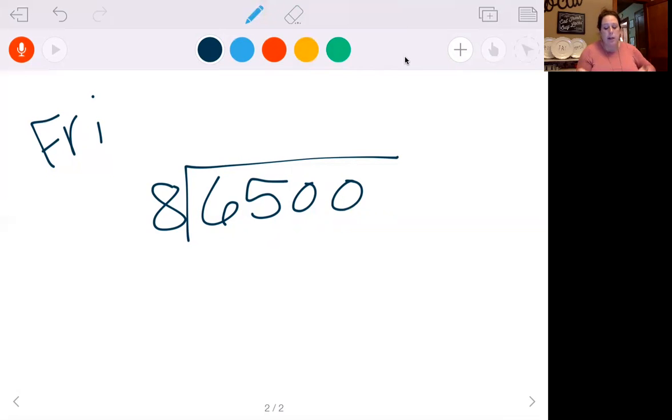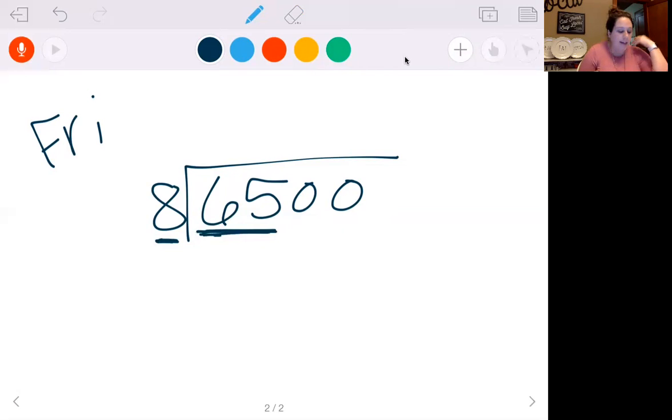So the first step is I look at my 8 and see what number I can go into. I look at my first number, 6. I cannot fit 8 equally into 6. 8 won't go into 6 equally. So what I think of in my head is 8 times what gives me 6? Nothing. 8 times 1 would give me 8, so that's not big enough. So I'm going to look at 65.